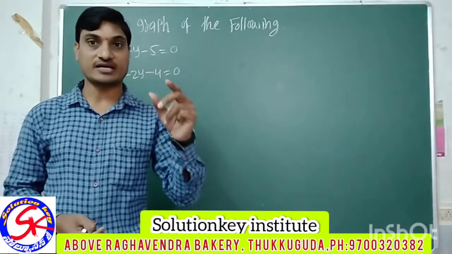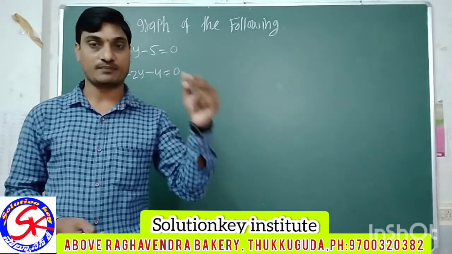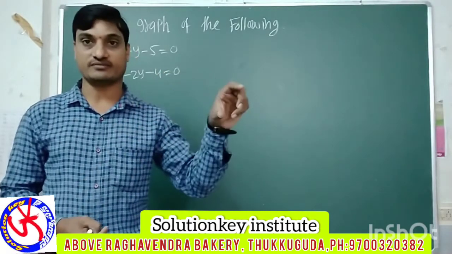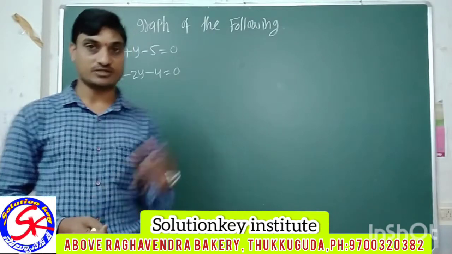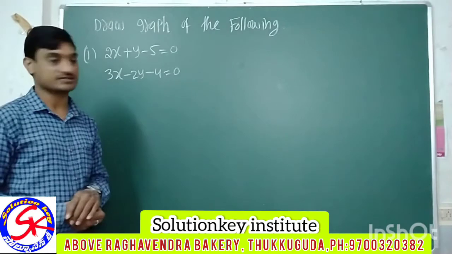The two lines are intersecting lines. Otherwise, the two lines are parallel. Otherwise, the two lines are on the same side, meaning overlapping lines.